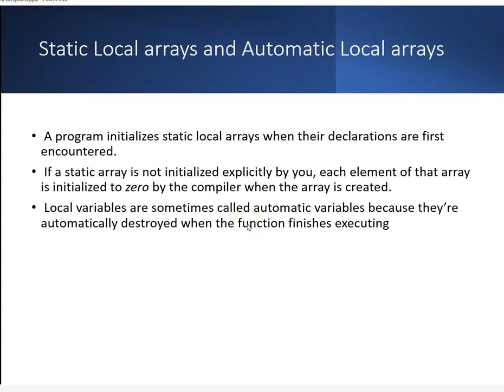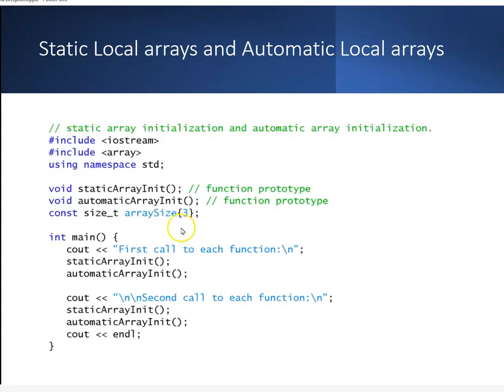So, a program initializes static local arrays when their declarations are first encountered. If a static array is not initialized explicitly by you, each element is initialized to 0 if it's the appropriate type. Local variables are called automatic variables because they're automatically destroyed when the function finishes executing.